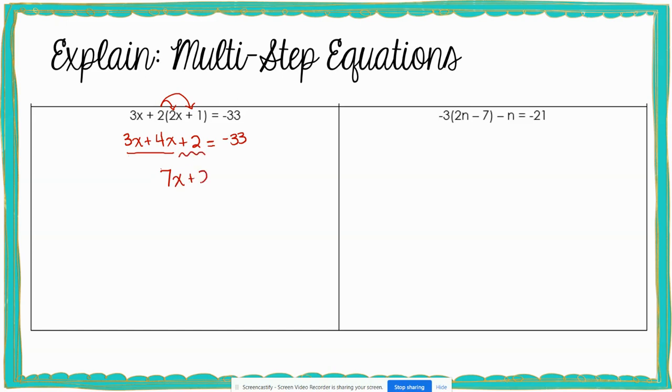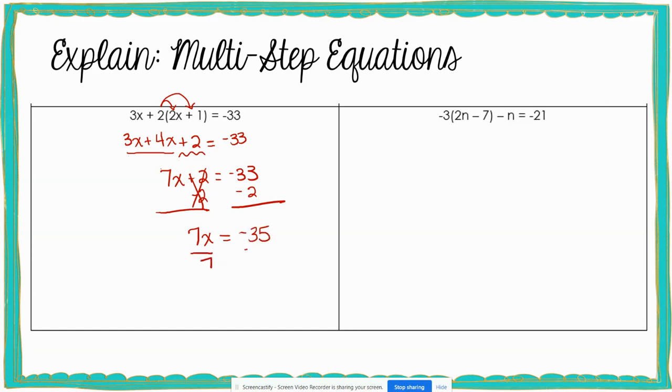And then I have plus 2 equals negative 33. Now both sides are simplified, so now I can start moving sides. I'm going to subtract 2 from both sides of this equation. 2 minus 2 cancels to leave me with 7x equals negative 33 minus 2, which is negative 35.